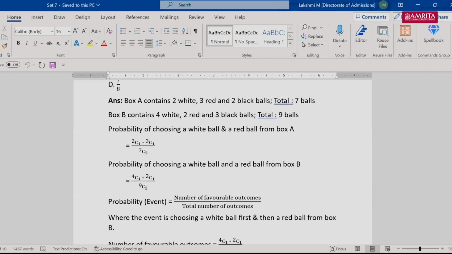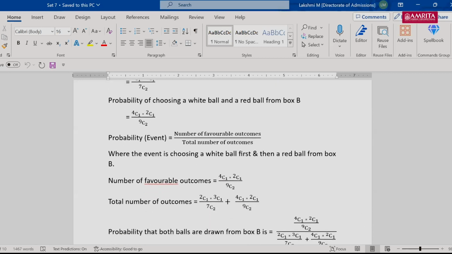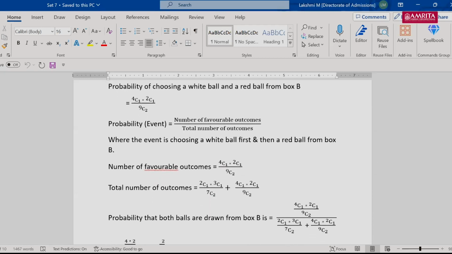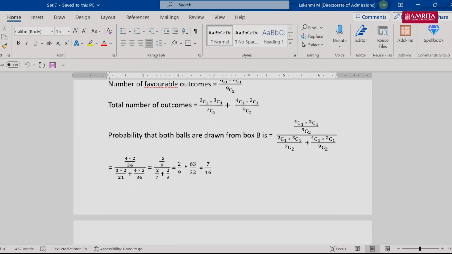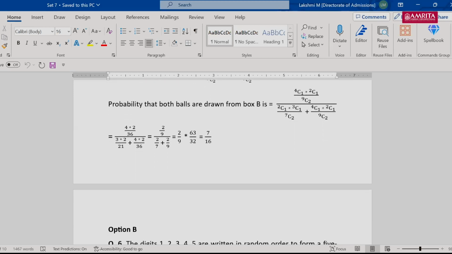Now, when it comes to the question, they have given us taking the favorable case as something from box B. So it will be 4C1 into 2C1 by 9C2 divided by the total is 2C1 into 3C1 by 7C2. That's one case. And the second one is 4C1 into 2C1 by 9C2. Okay. So once you solve this part, you'll get the answer as 7 by 60, which is option B. Is this question clear, children?